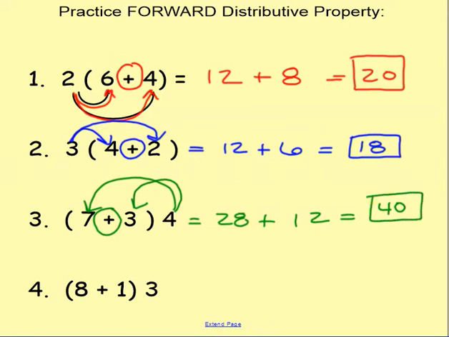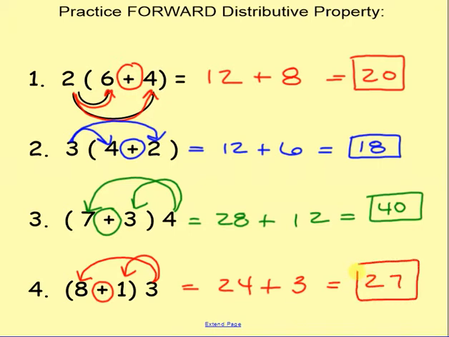All right, let's do this last one here. Same thing, I just put him on the right-hand side. 3 times 8 is 24. My operation in the middle is plus, so I bring it over. And then 3 times 1 is 3. Add them all up. 24 plus 3 is 27, and that's your answer. It's nothing too complicated, I do promise you.